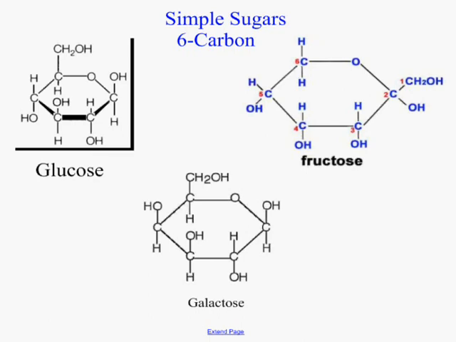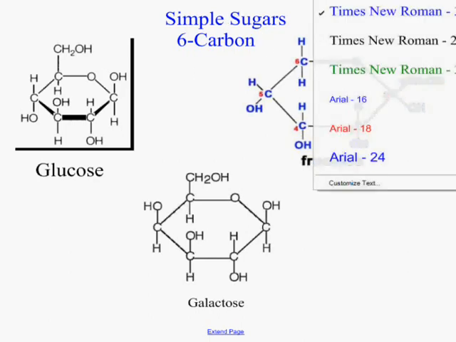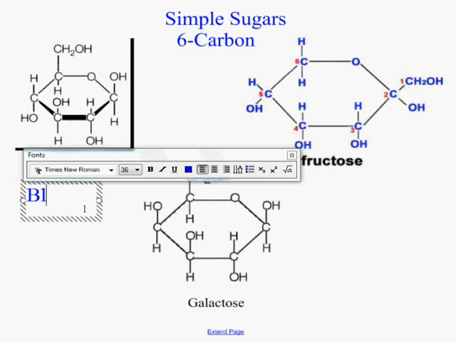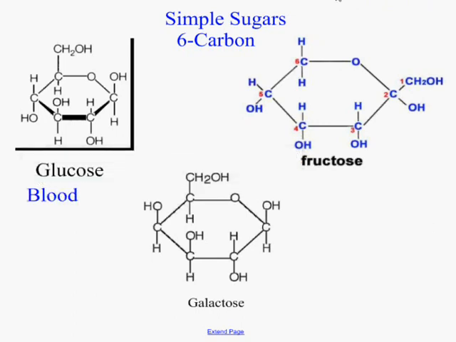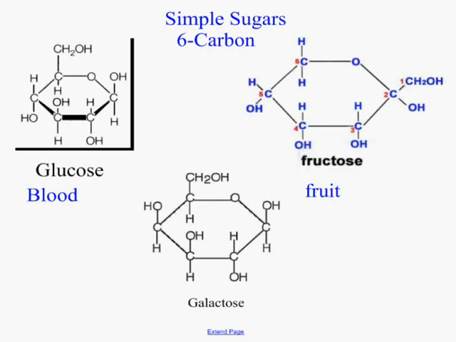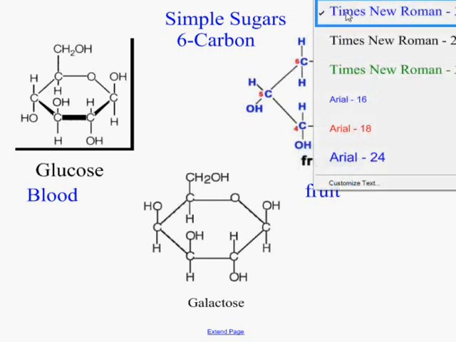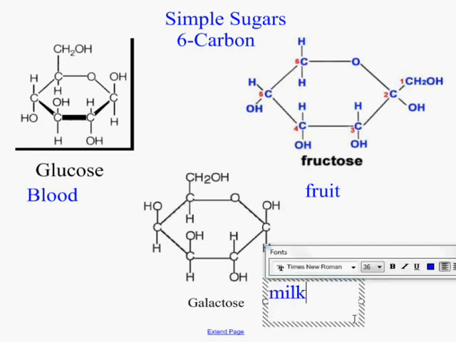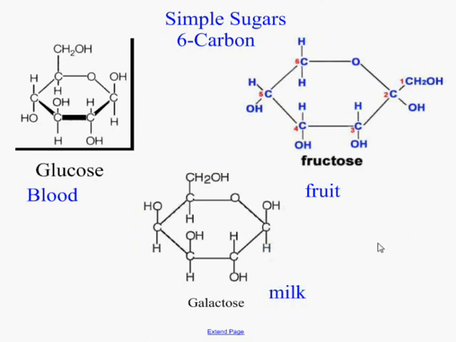Now glucose is known as blood sugar. So let's write that down. That's probably important to know. This is blood sugar. Fructose, you probably know that already. Fructose is fruit sugar, also found in corn, vegetables. And galactose, which you may not have heard of, is one of the milk sugars. They're all 6 carbon sugars.